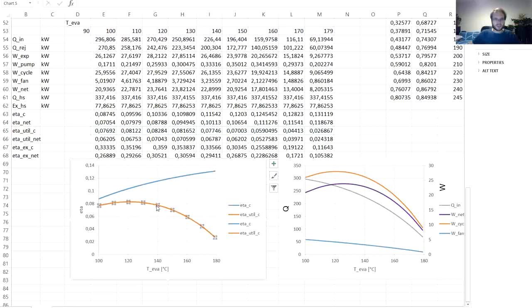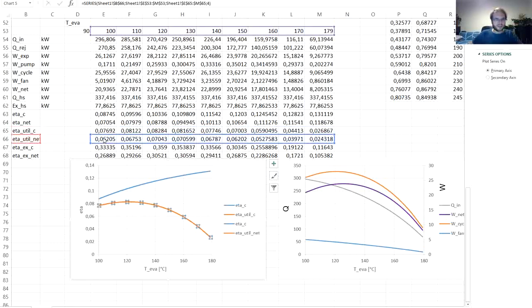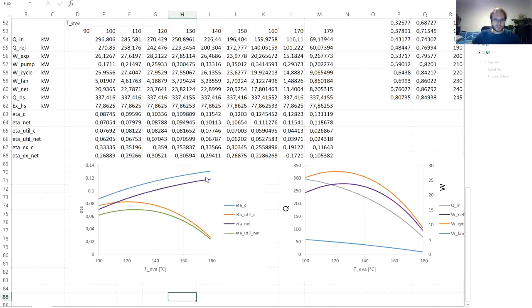So now with the efficiency, let's also have a look at the net efficiencies. So we can see that the net efficiency of the cycle is a little bit lower because of the fan, and that the net utilization efficiency, which is also a little bit lower, has the maximum at a little bit higher temperatures, same as the net work output.